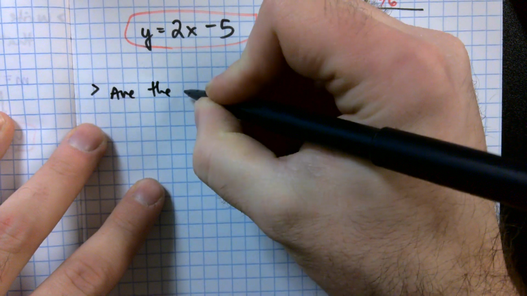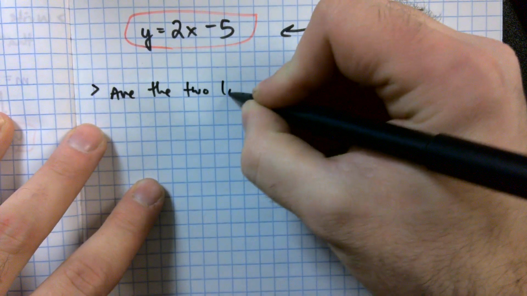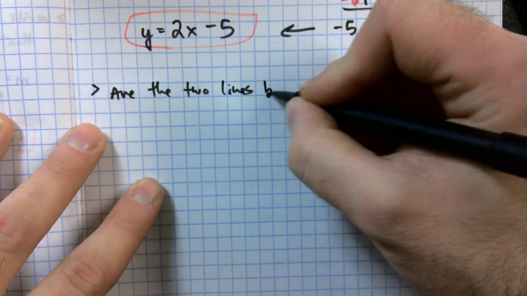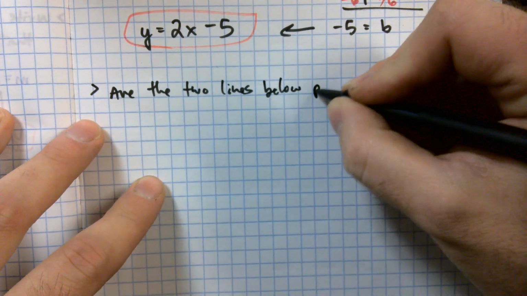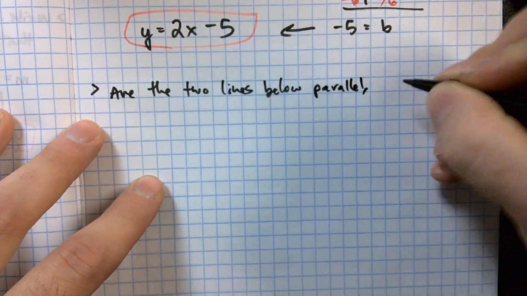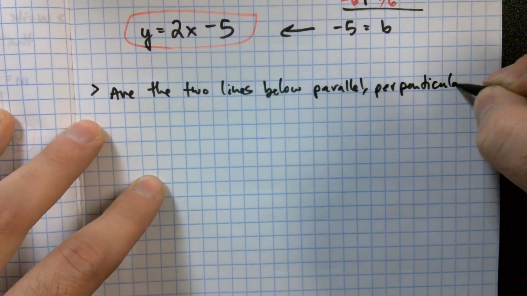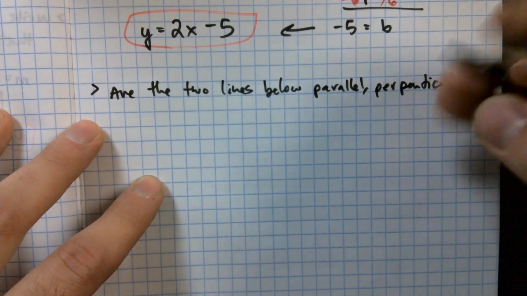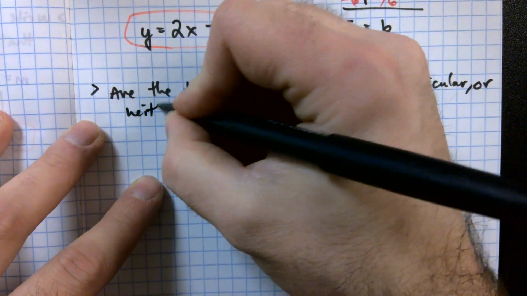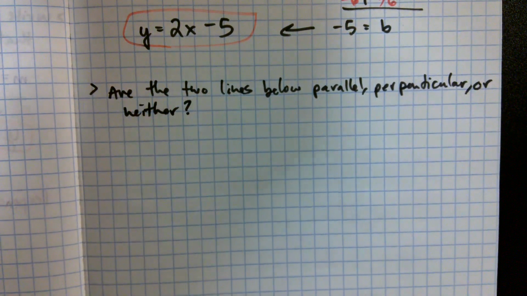Are the two lines below parallel, perpendicular, or neither?